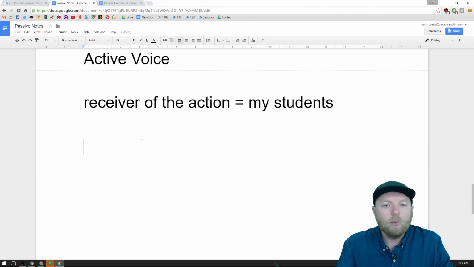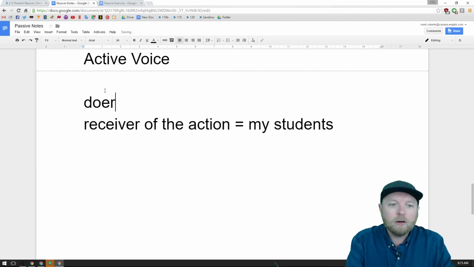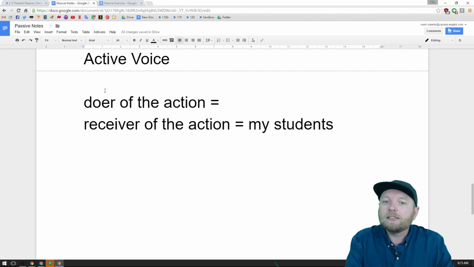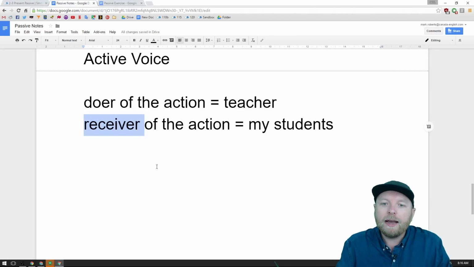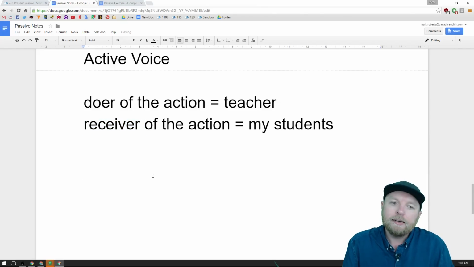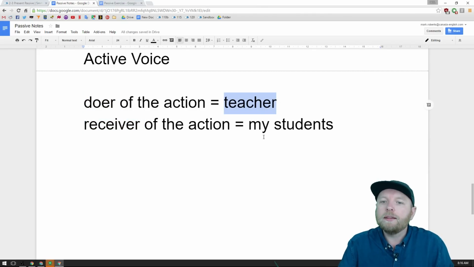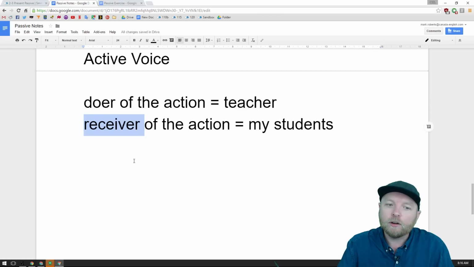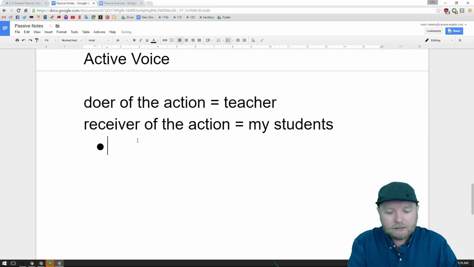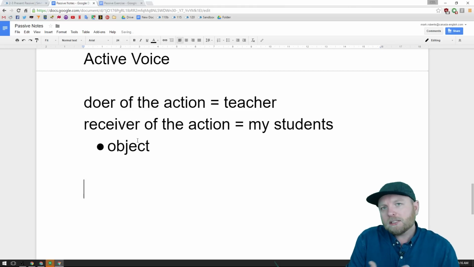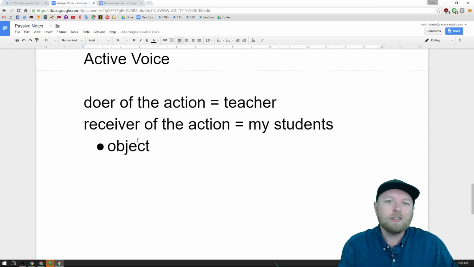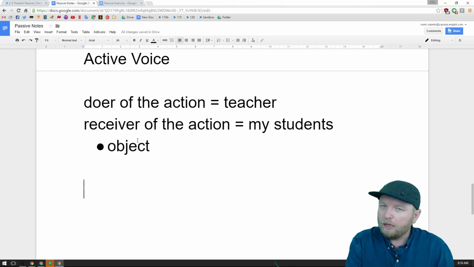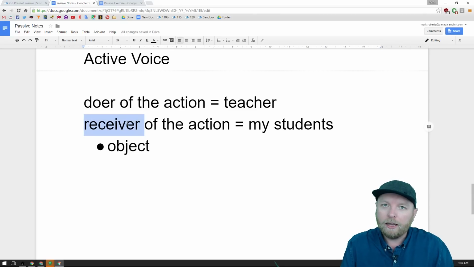So we've talked about the doer of the action, the substitute teacher. We'll just write teacher. And the receiver of the action is my students. Now, the doer is called the agent. The receiver, what is this called? Well, this is called the object. So, let's look at some more examples of what is a doer and what is a receiver. Now, a lot of students do not understand receiver. Well, let's look at an example.